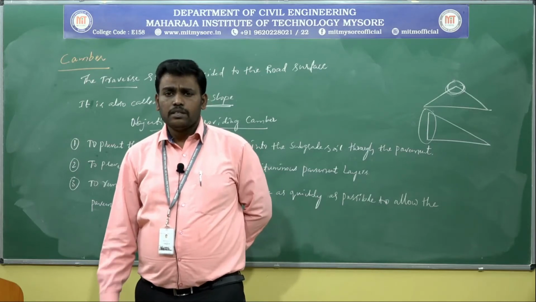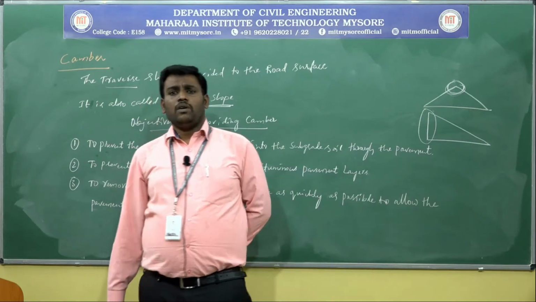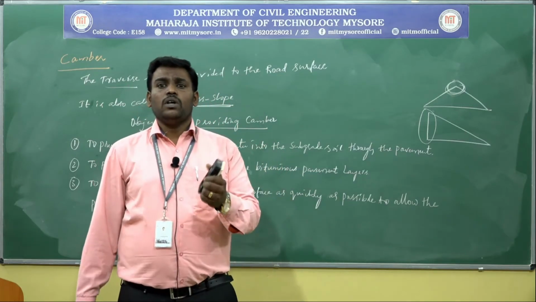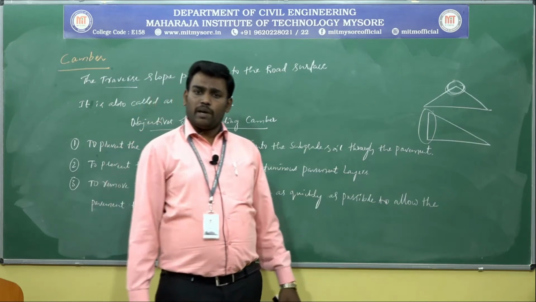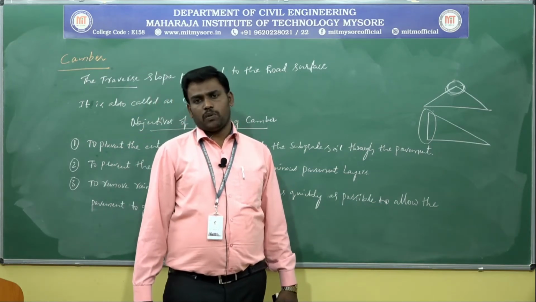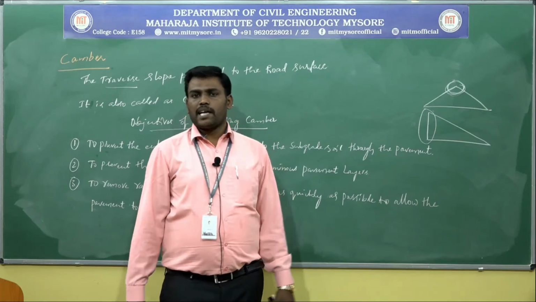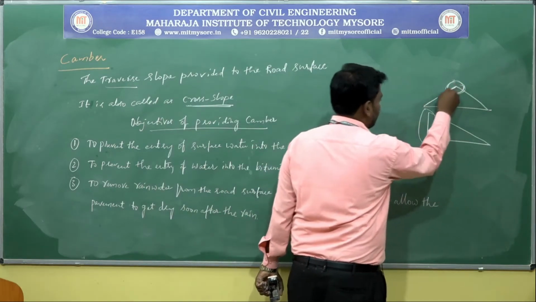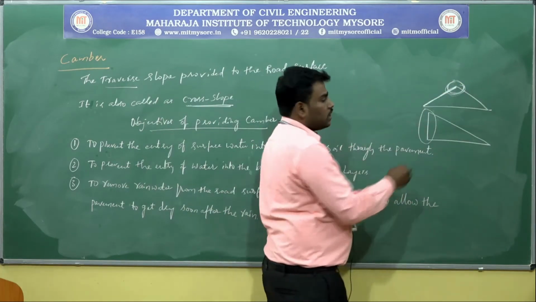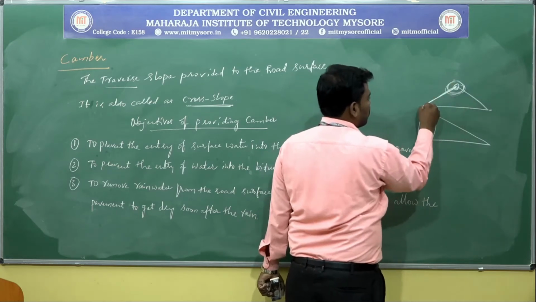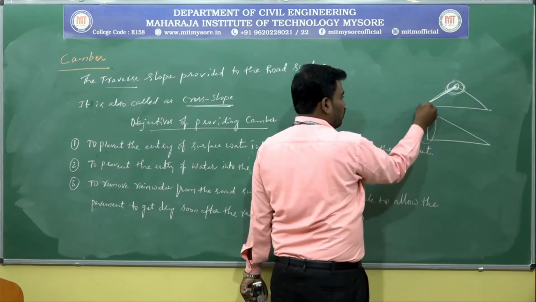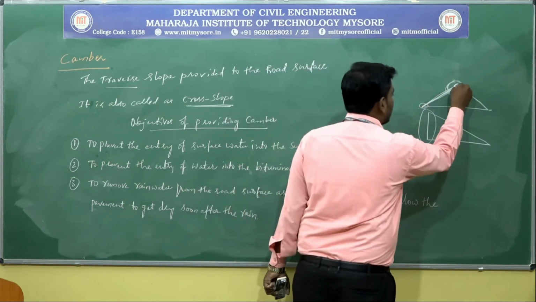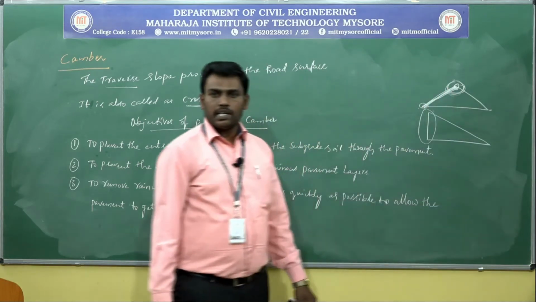Is it clear? Then the camber will be expressed as the slope of the line joining the crown with respect to the edge of the carriageway. Okay, the camber will be expressed as the slope of the line. This is the slope of the line joining the crown. This is the crown, no? The slope of the line joining the crown with respect to the edge of the carriageway. This is the camber. Is it clear?